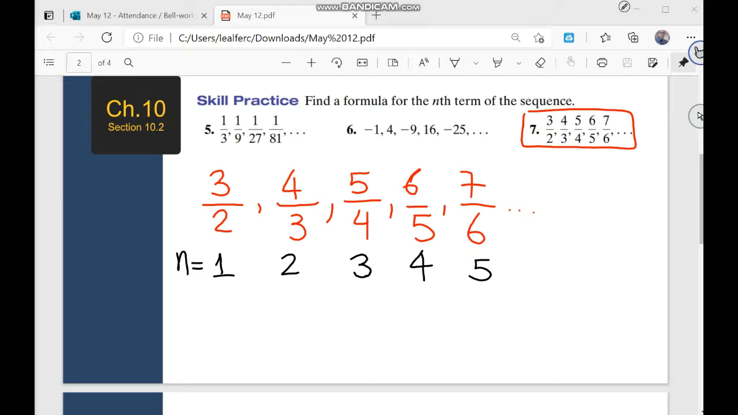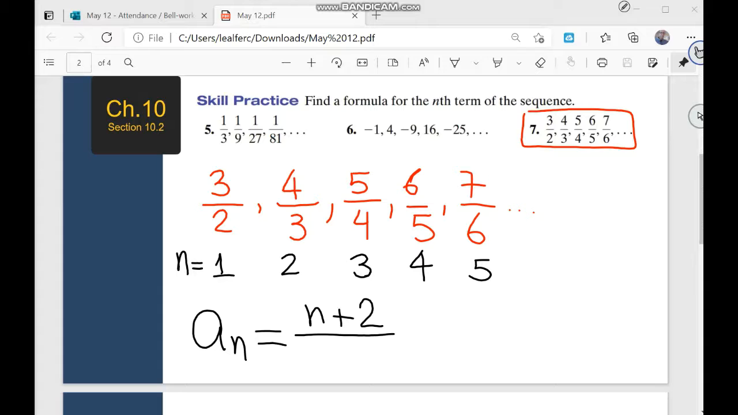So we compare numerators and denominators with the order n, and then we find the formula, a of n. Check the numerator: it is 3, 4, 5, 6, 7. So n is added to something, n plus something. I think it's going to be n plus 2, because 1 plus 2 is 3, 2 plus 2 is 4, 3 plus 2 is 5, 4 plus 2 is 6, 5 plus 2 is 7. Makes sense? Yes? The numerator is n plus 2.